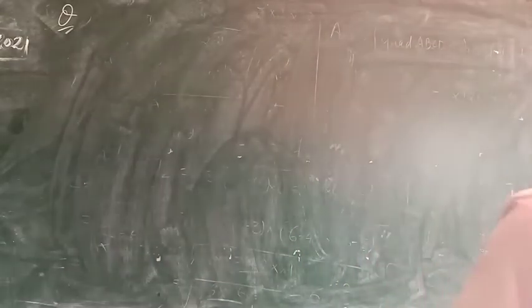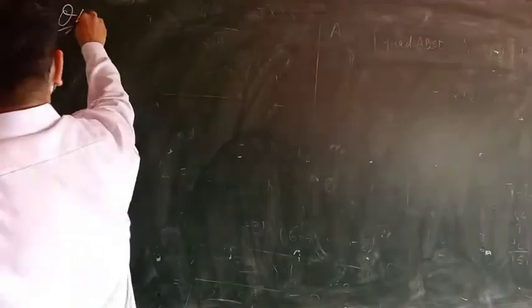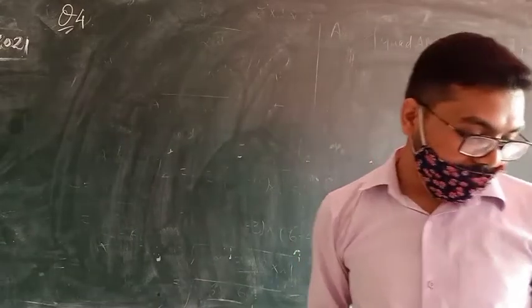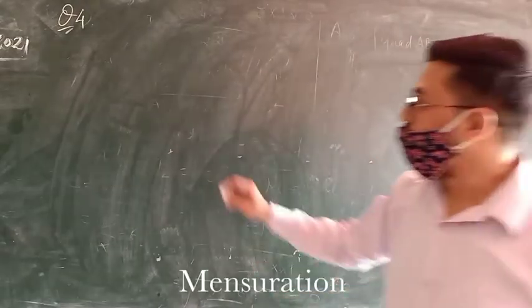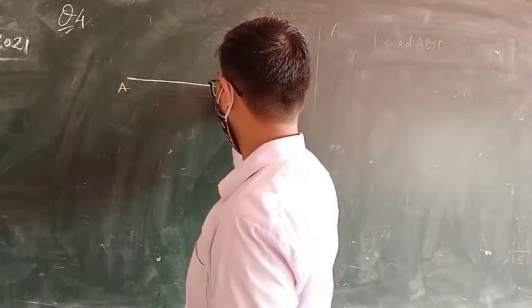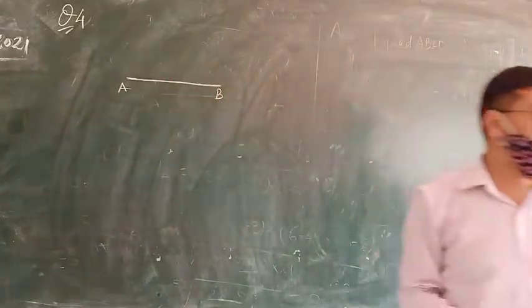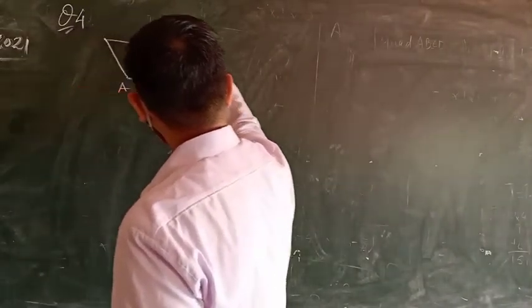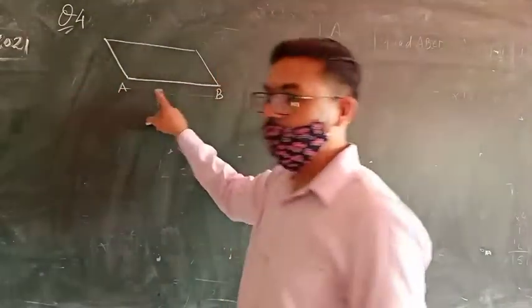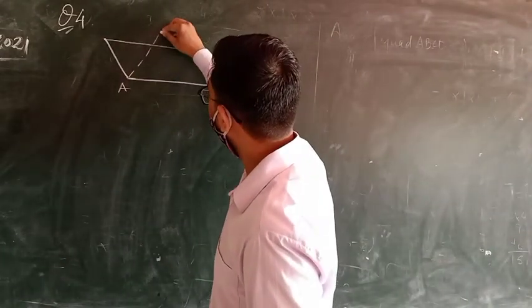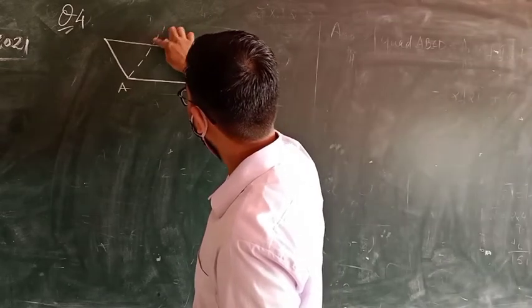Okay. Now question number 4 is: a triangle and a parallelogram have the same base and the same area. That means, let's say this is the same base. Let's say this is AB, and on the same base you have one triangle and one parallelogram. So let's say this is the parallelogram that I have made on the same base AB, and I have one triangle here. Let's say this is one triangle on the same base.